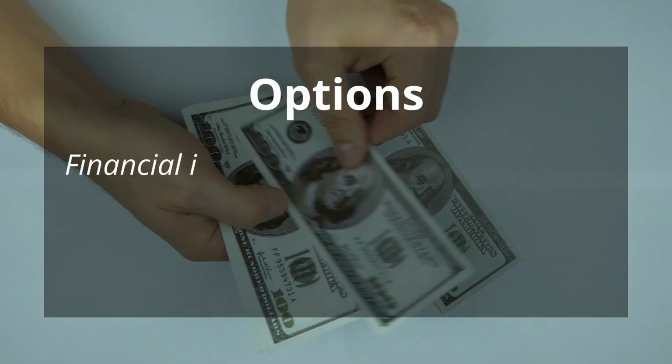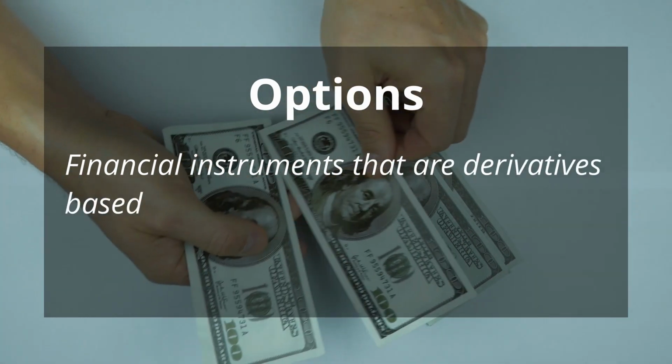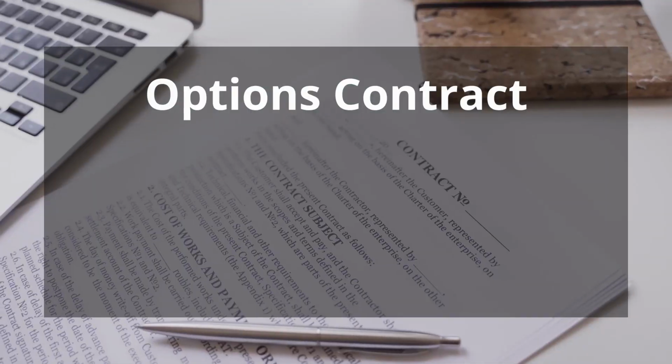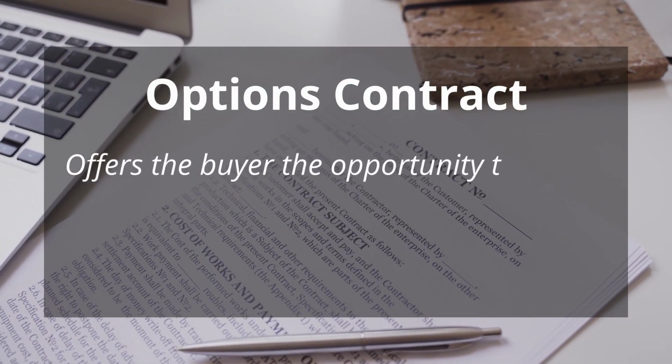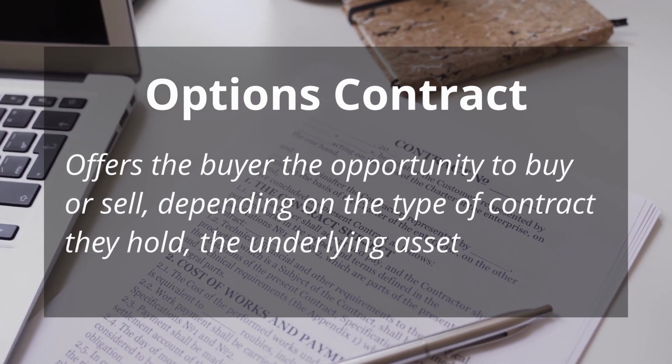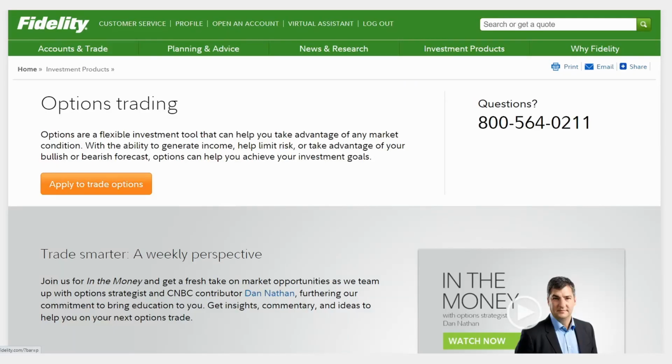Options are financial instruments that are derivatives based on the value of underlying securities such as stocks. An options contract offers the buyer the opportunity to buy or sell the underlying asset, depending on the type of contract they hold. Now let's show you how to apply for options trading.